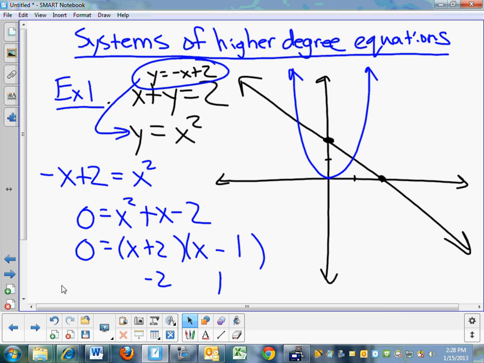So if you look, this intersection point right there occurs at an x value of 1. This intersection point right there occurs at an x value of -2. Now what we need is the y values. How will we figure out the y values? Do you plug it into the parabola or the line?